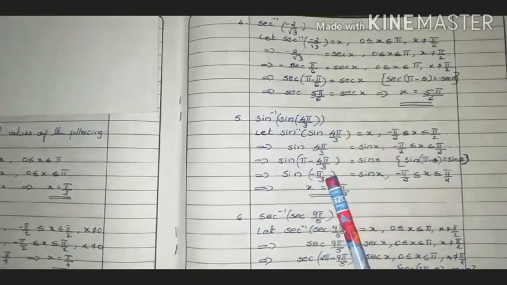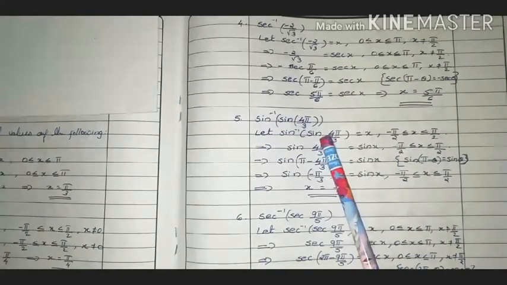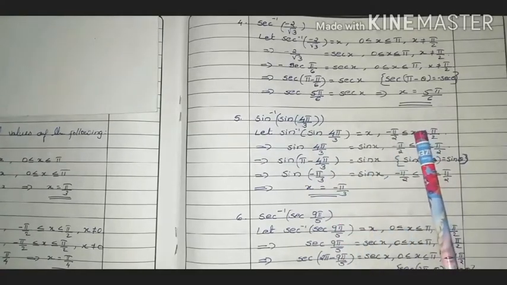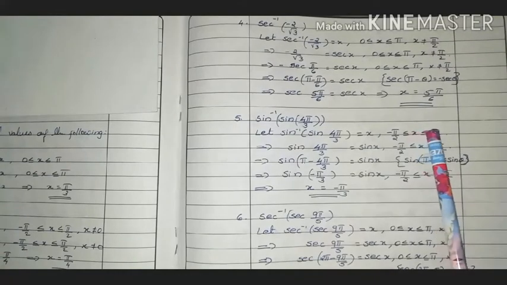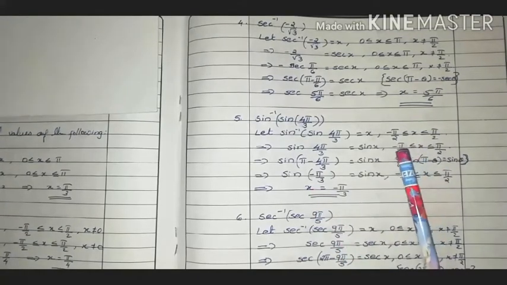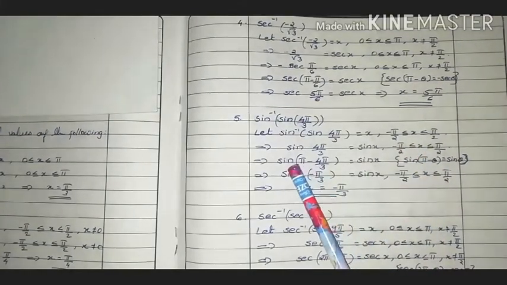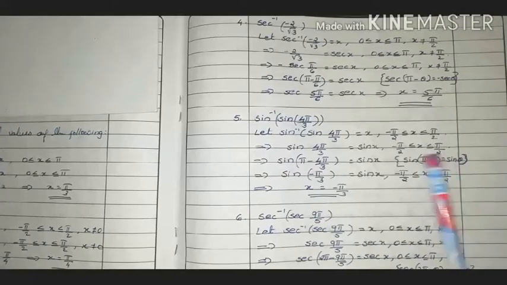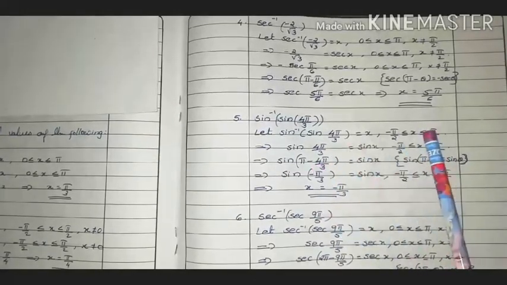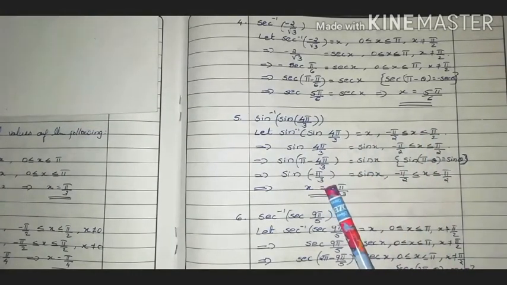First we want to think, after solving like this method, will you get one value from this interval or not? If you get one value from this interval, then only can we proceed this way. Otherwise, we want to find another method. Here, if you take sin(pi minus theta) equal to sin theta for this question, you will get one value from the principal values. So you can proceed this way.